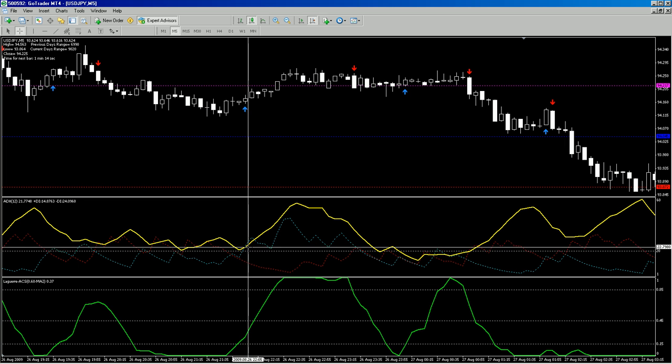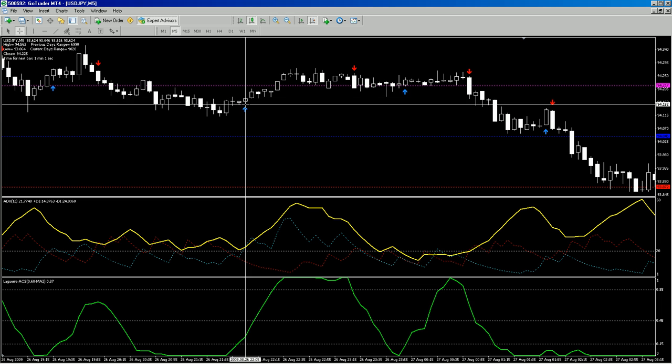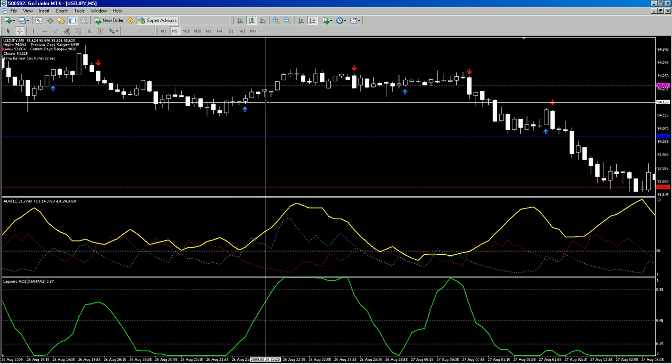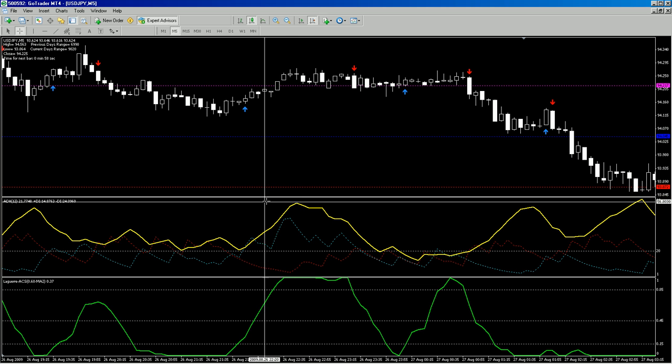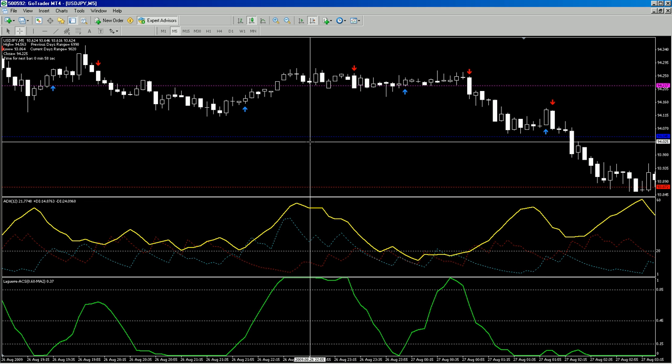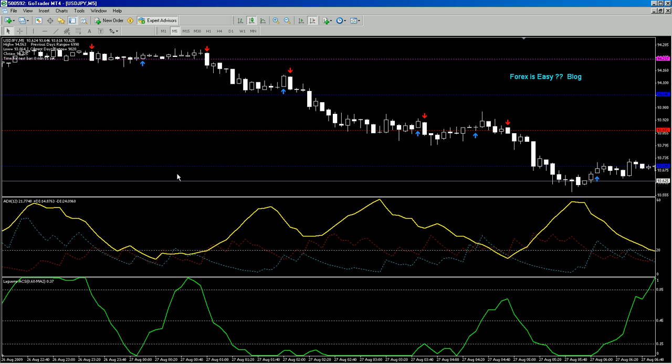ADX has turned up above 20. The blue line's come up above 20. It coincides with that blue arrow there, and up the trend goes. Simple as that. Let's see a couple more examples quickly.